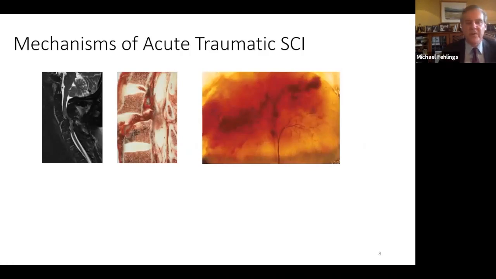This is a microangiogram from rodent experimental data in which the rodent cord has been contused and compressed with a modified aneurysm clip. We've then microinjected the blood vessels to achieve this microangiogram.